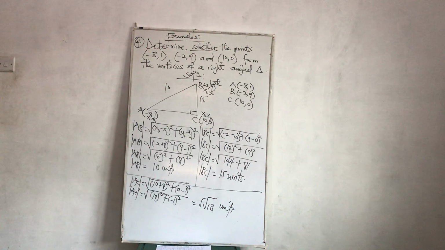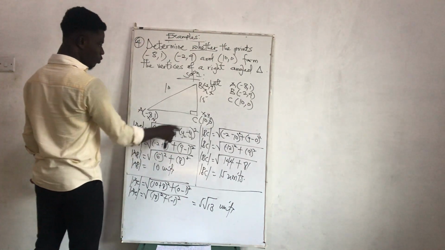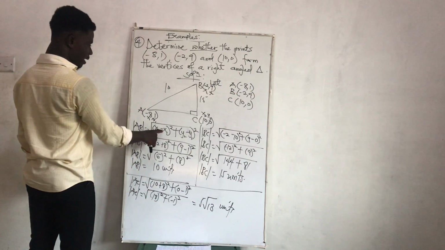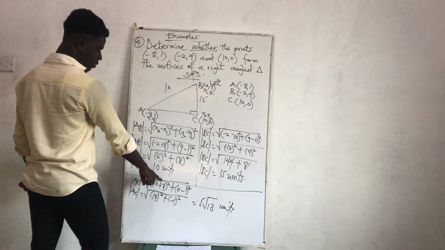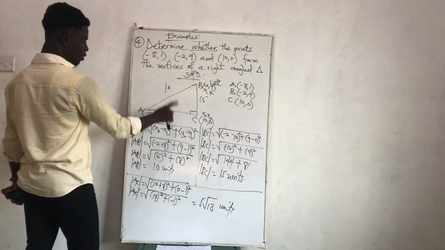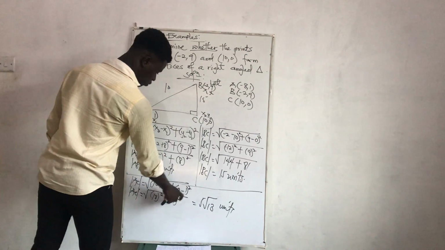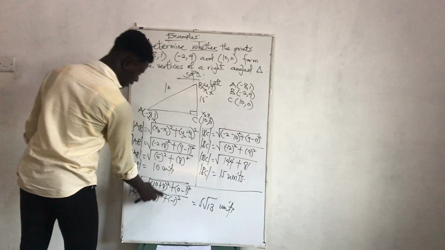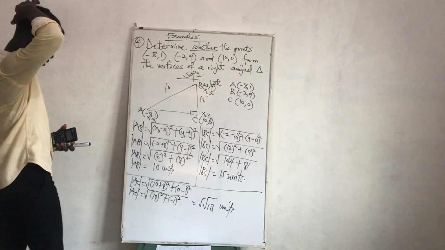Let's see that again. The length of AC is the square root of x2, which we know to be 10, minus x1, which is negative 8, so it will be positive 8, all squared, plus y2, which is 0, minus y1, which is 1, all squared. So here I'll get 18 squared plus that. So the answer is 5 root 13 units.